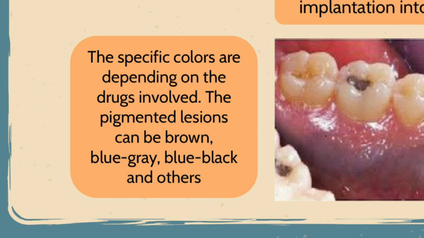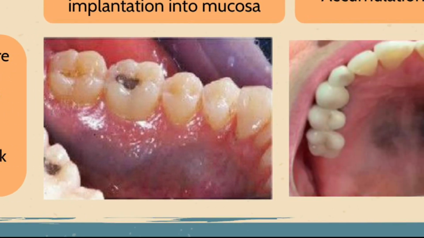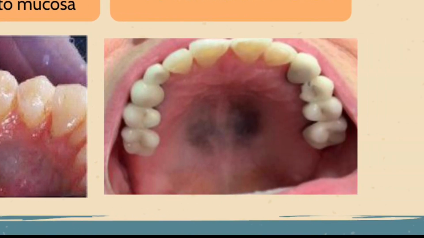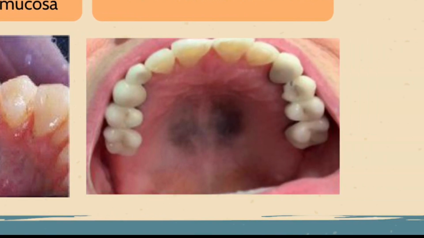The pigmented lesions can be either brown, blue-gray, blue-black, and others. As for the left patch, it is exogenous, which is due to heavy metals, and thus shows a blue-black line along the gingival margin. And for the right patch, it is endogenous, which shows hyperpigmentation of the hard palate induced by chloroquine therapy, showing a blue-gray pigmented diffuse lesion with irregular borders.